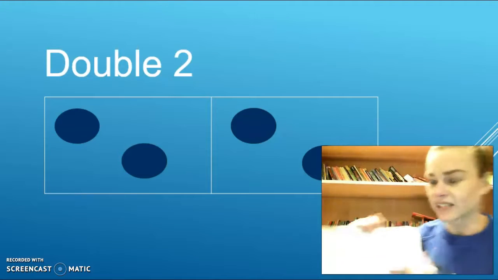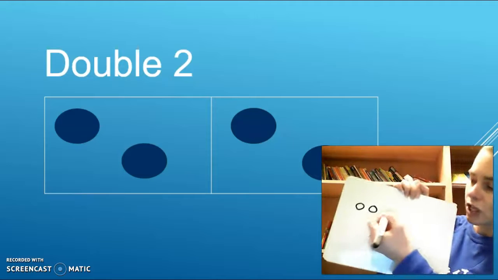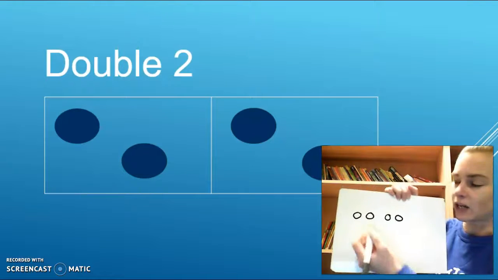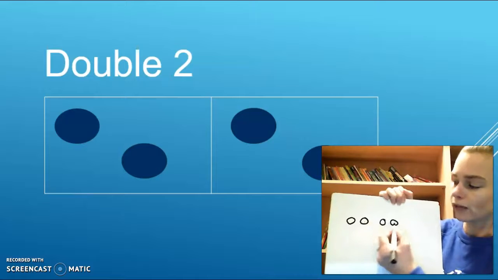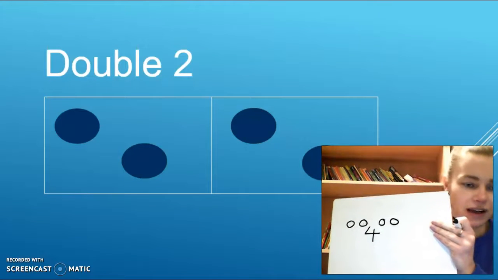Right, and let's work it out together. So we were doing 2, so I had 1, 2 circles. We were doubling 2, so that means we needed to do 1, 2 more. Then count how many altogether, which is 1, 2, 3, 4. So double 2 is 4. Let's see if we got that right.